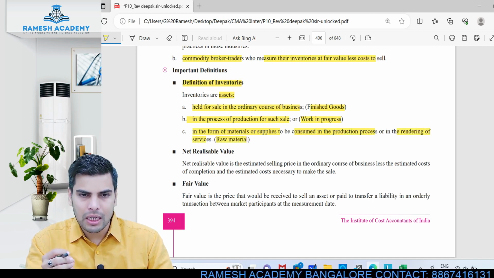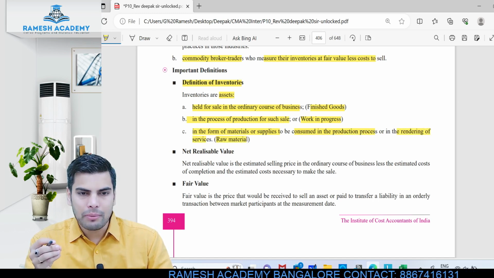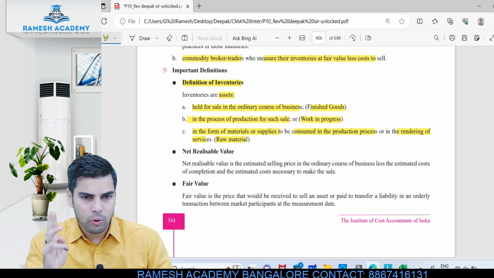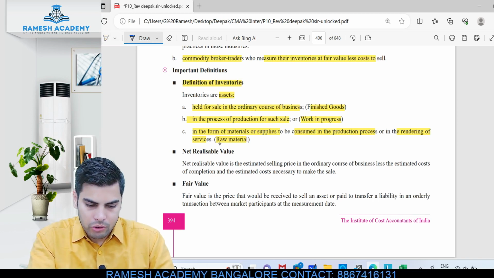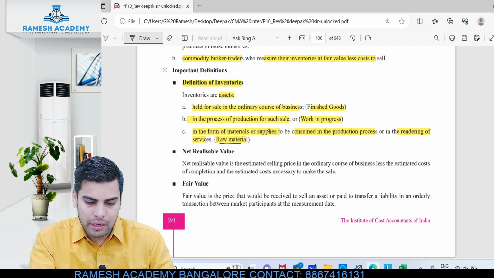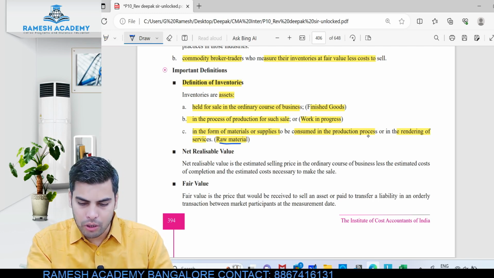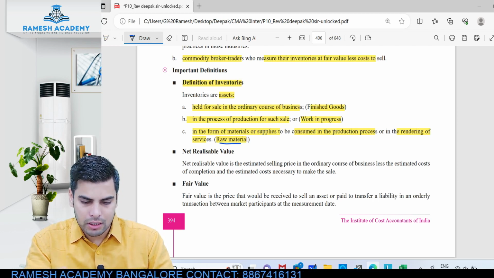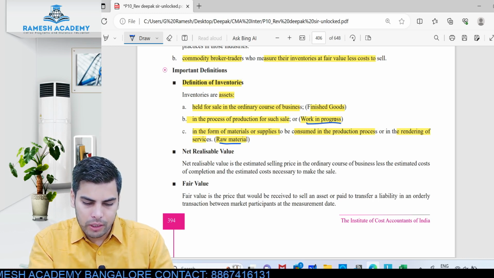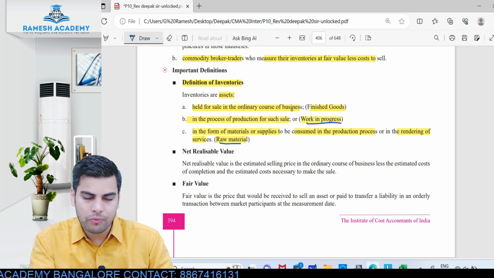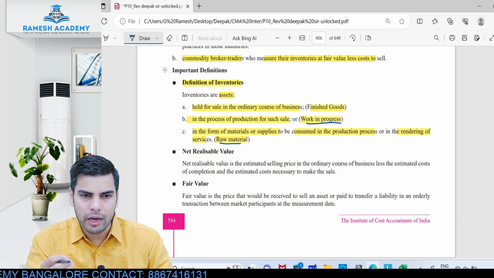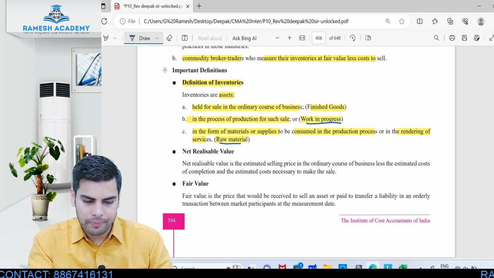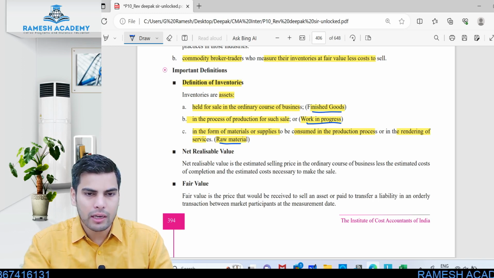So basically, inventories is an asset which can be in the form of raw material, work in progress or finished goods. Look at this. Raw material, what is it? It is the basic material or supplies which will be consumed in the production process or while rendering the services. Then work in progress, in the process of production for such sale. These stocks will be used for the production of a particular end product which will be meant for sale. And finally finished goods, these are held for sale in the ordinary course of the business.